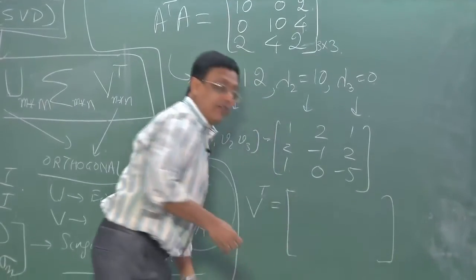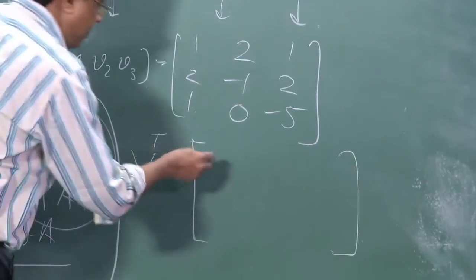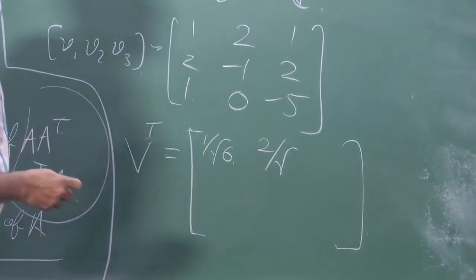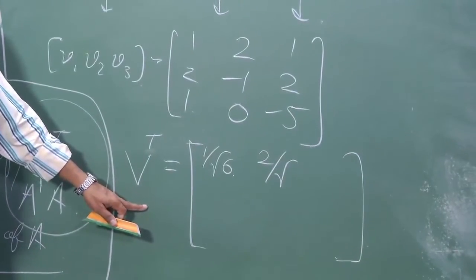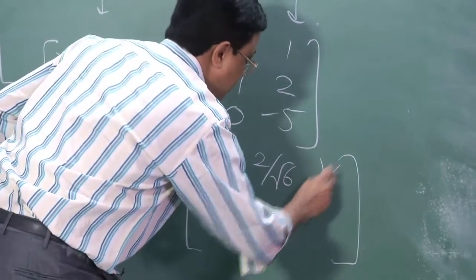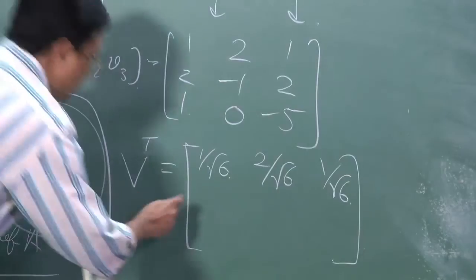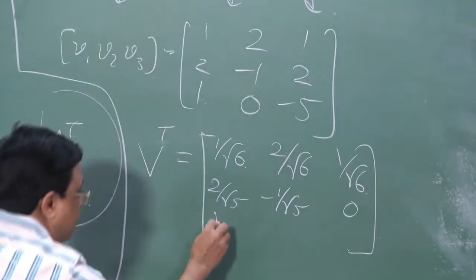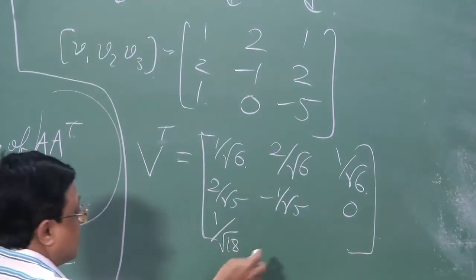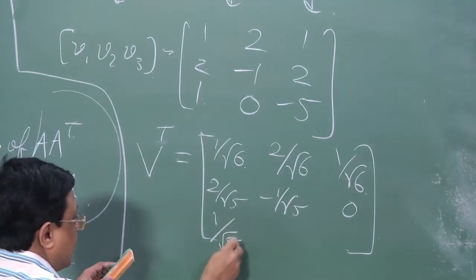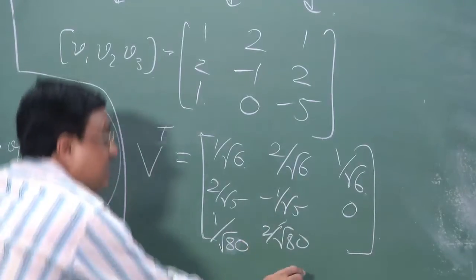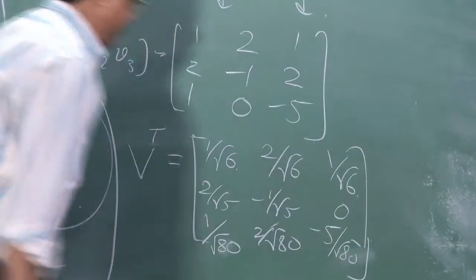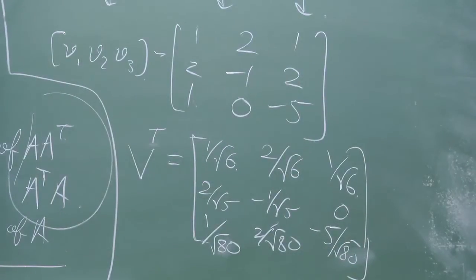Can you give me the values? What is the first row? You will get 1 by root 6, then the second one, 2 by root 6, and then root 5. What is the second row? 2 by root 5, then 0, and root 18. Then, 5 by root 18. You can use any algorithm to compute this.